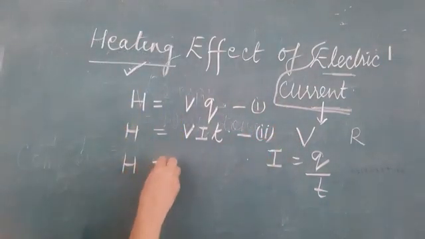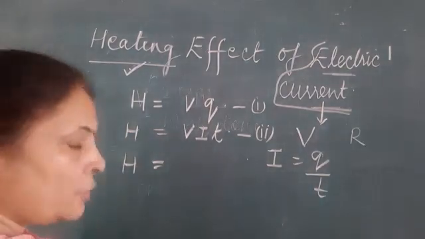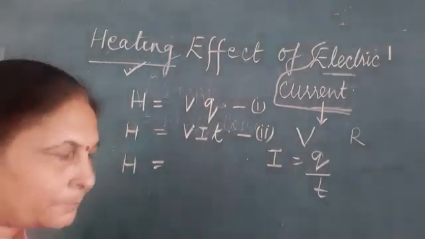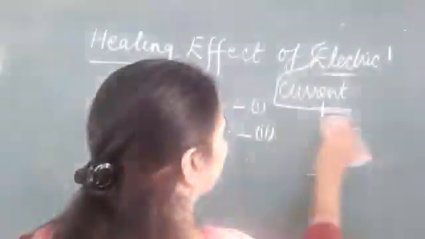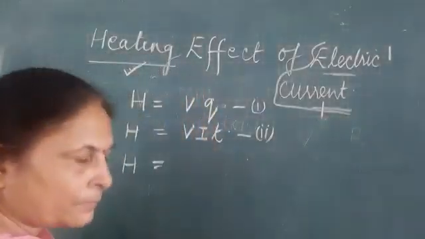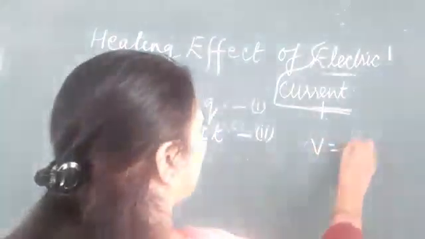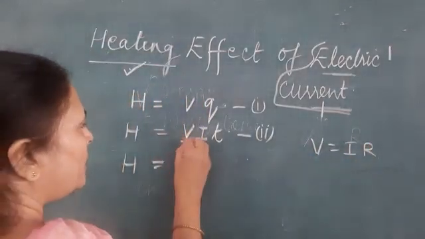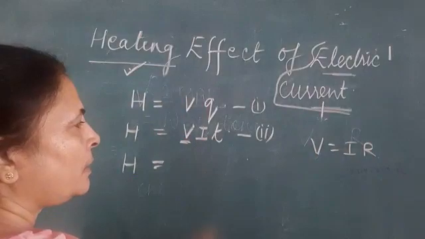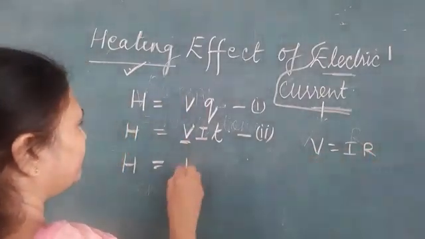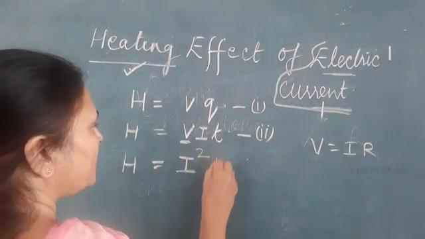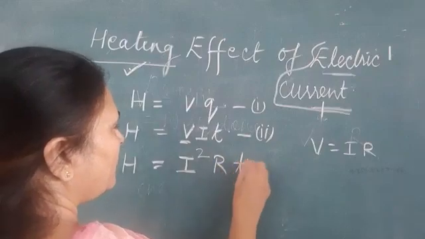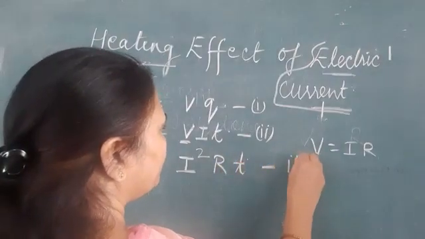We can further change the terms using Ohm's law, and Ohm's law is V is equal to I R. So what can I do? I can write in place of V, I R. So I'll get I square R T. This will be my third expression.